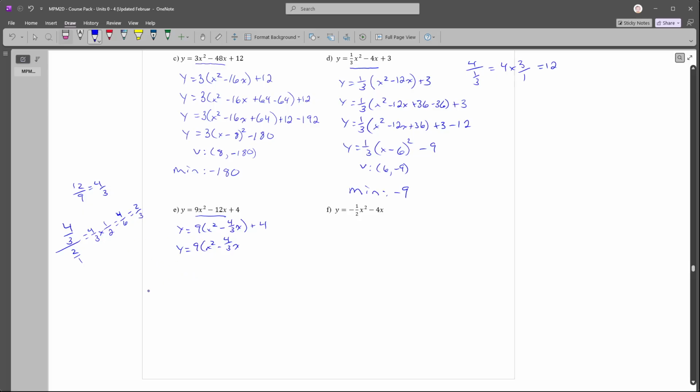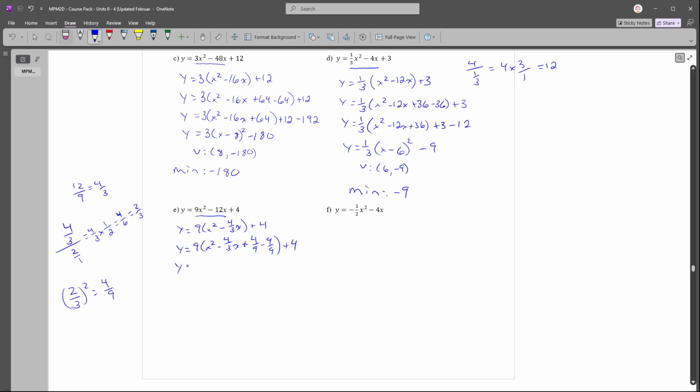But we need to add and subtract that number squared. 2/3 squared, well, that's the square of the top term and the square of the bottom term. So that's 4 over 9. There we go. So we're adding 4 over 9, and we're subtracting 4 over 9. And the plus 4 is still sitting here on the side.